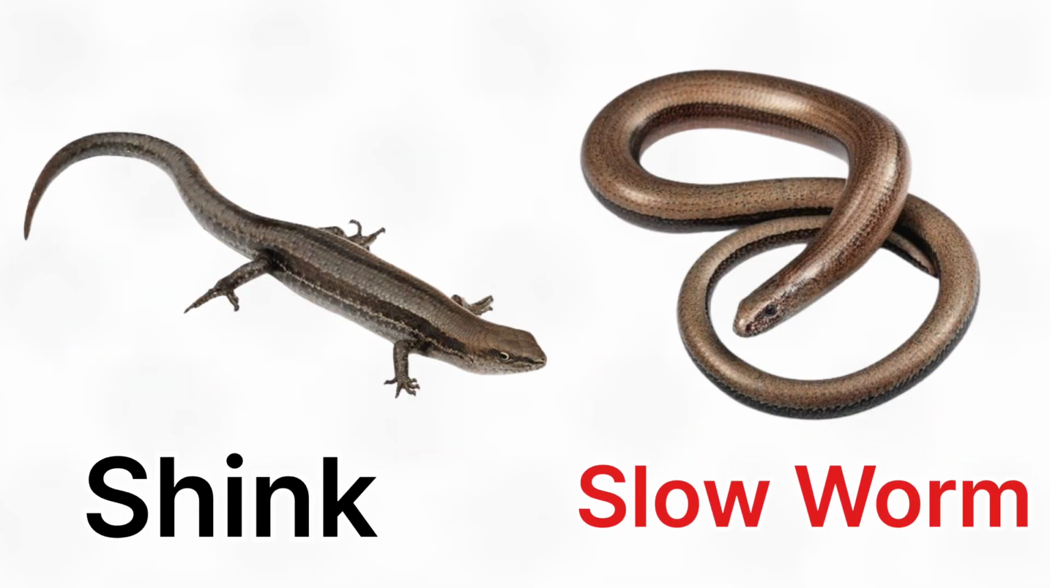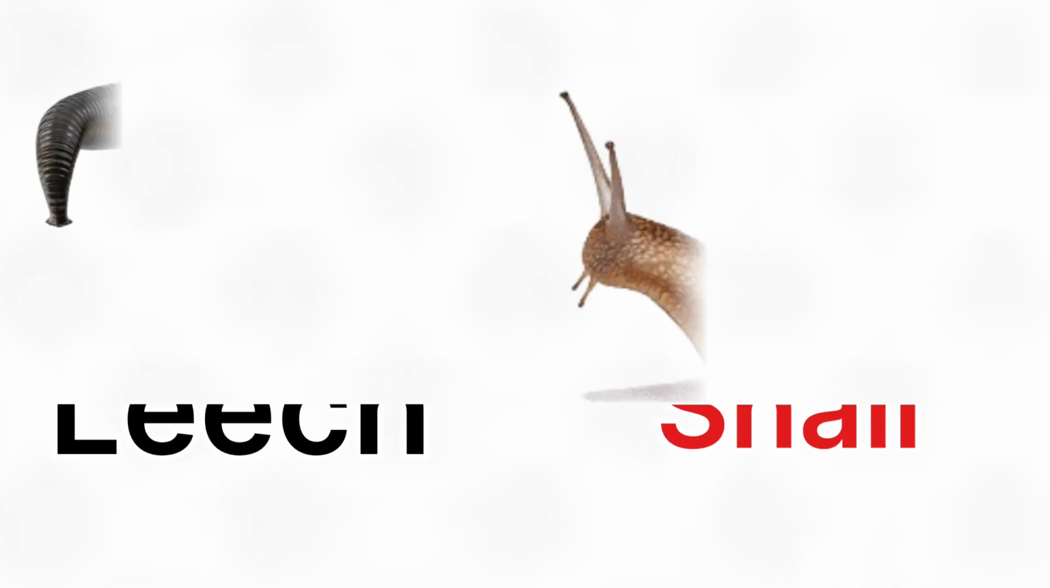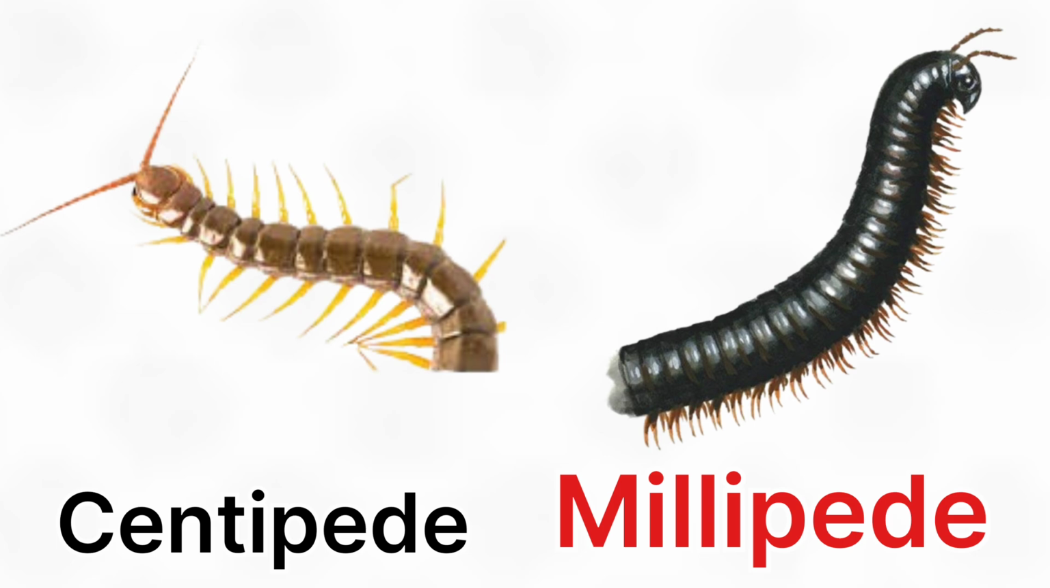This is shrike. This is slow worm. This is gecko. This is tegu. This is leech. This is snail. This is centipede. This is millipede.